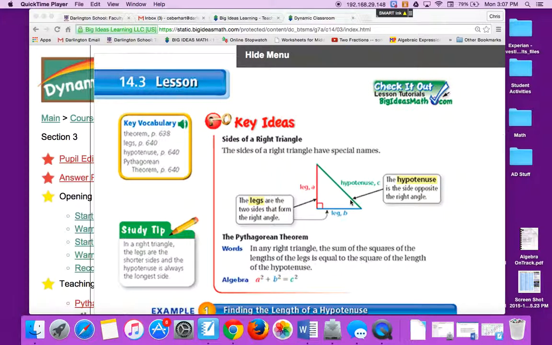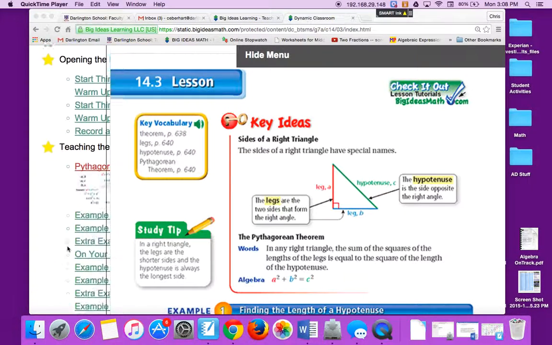The Pythagorean Theorem states that a squared, this side right here, take whatever it is, square it, plus b squared, which is whatever this side is, square it, is going to be equal to c squared. Okay, whatever the hypotenuse is. You can use this formula to figure out the missing side. If you know two of these, you can find out the other one using this formula. So here's how it will look.